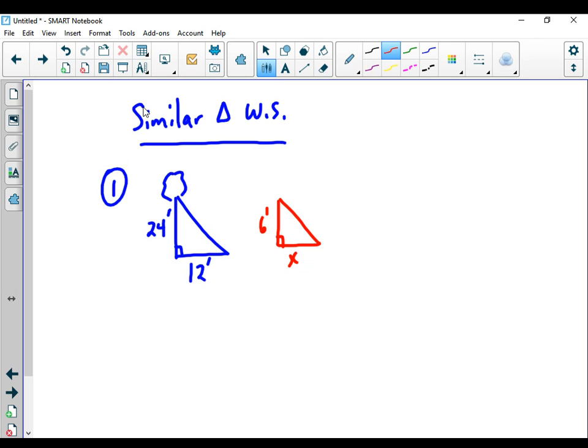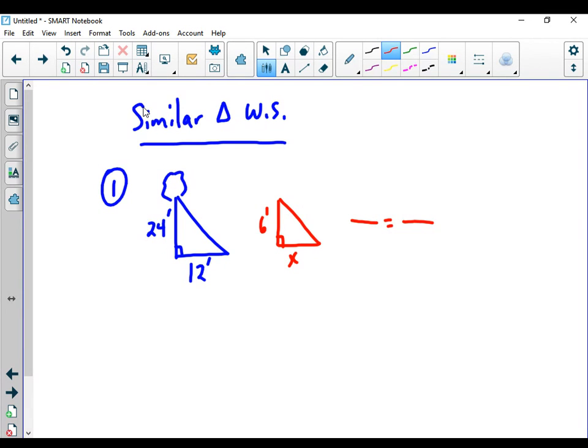Now, these two triangles are similar because if we think about them being right triangles, we have that situation. Plus, if we think about the angle of the sun, it's going to be the same in both cases. So we have an angle-angle situation. Once I know that these are similar, I can set up my proportion.